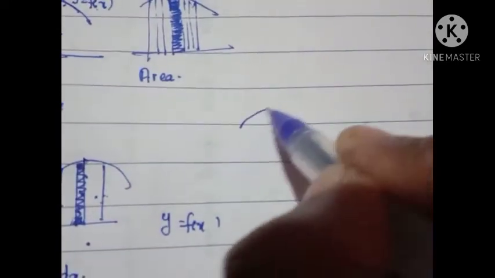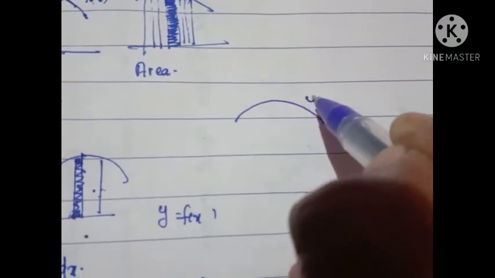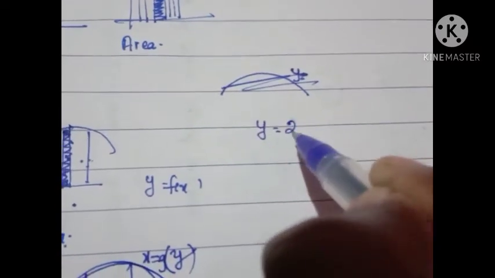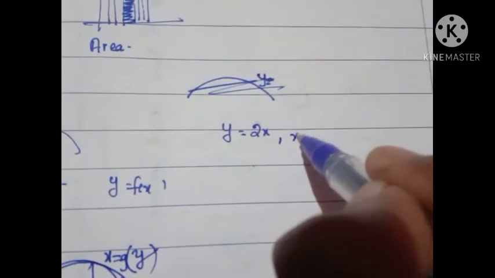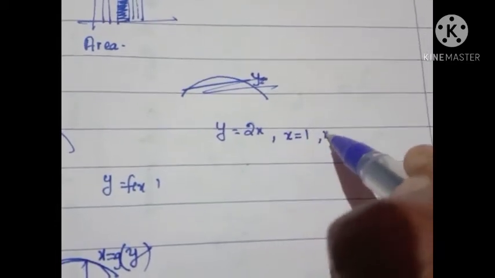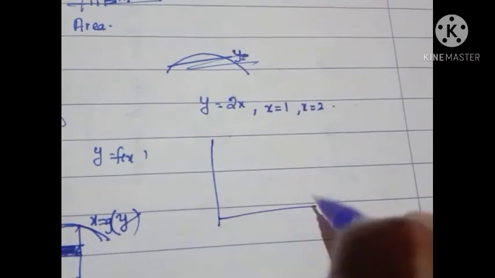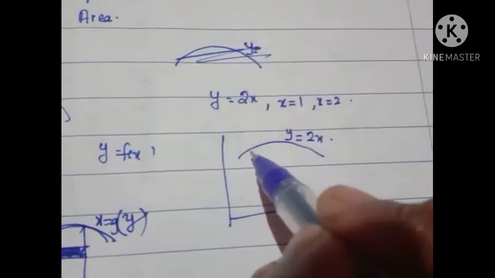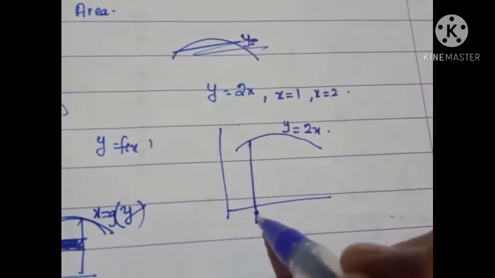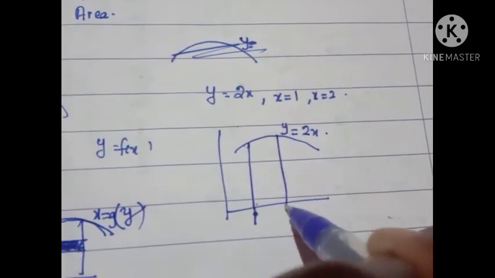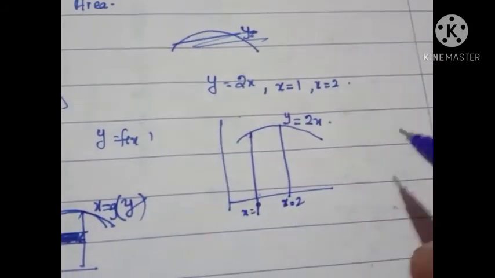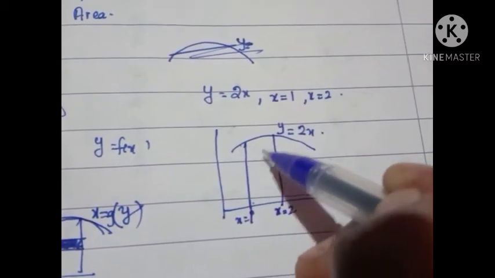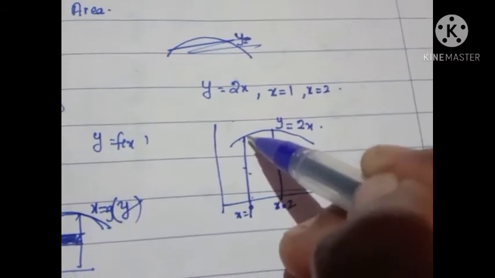Suppose we have a simple curve y equal to 2x, and the lines x equal to 1 and x equal to 2. Just imagine this is the curve y equal to 2x, and this is the point x equal to 1 and this is the point x equal to 2. Our question is: what is the area under this curve between these two lines above the x-axis?